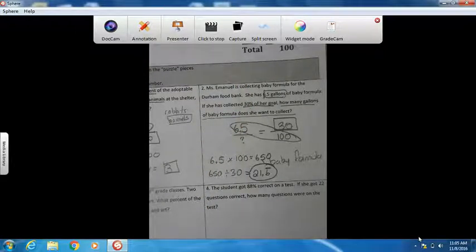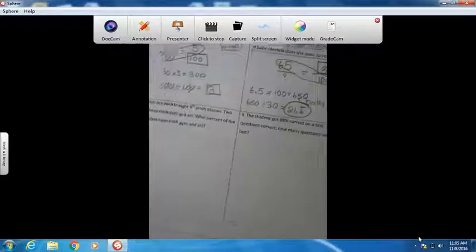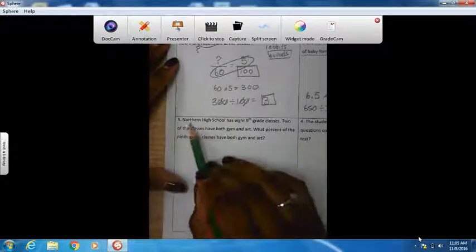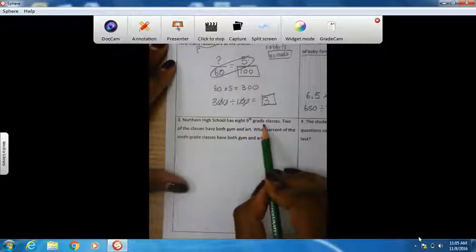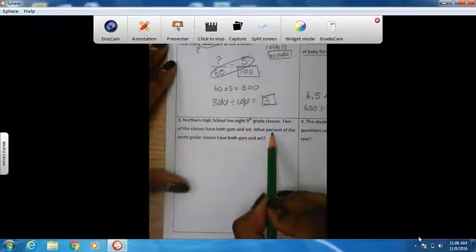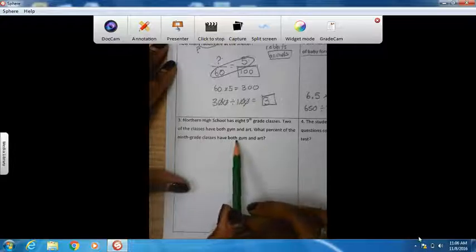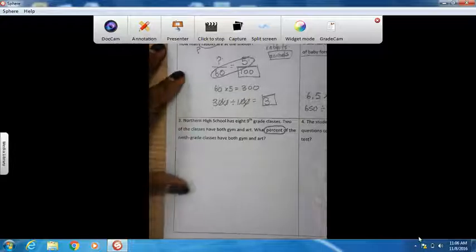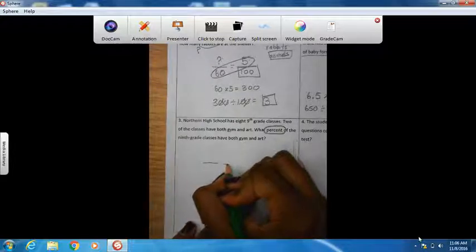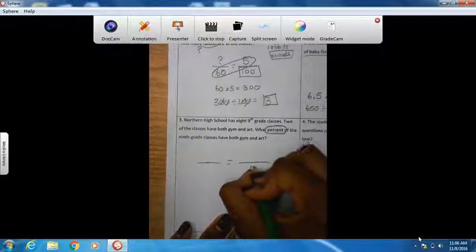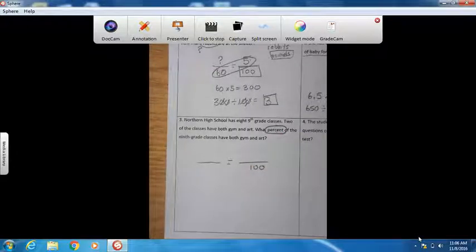All right, let's take a look at number 3. Northern High School has 8 ninth grade classes. 2 of the classes have both gym and art. What percent of the ninth grade classes both have gym and art? Well, I know that this is a percent problem, so I'm going to go ahead and set up my proportion. And I'm going to add in my denominator of 100. Let's go back and read.